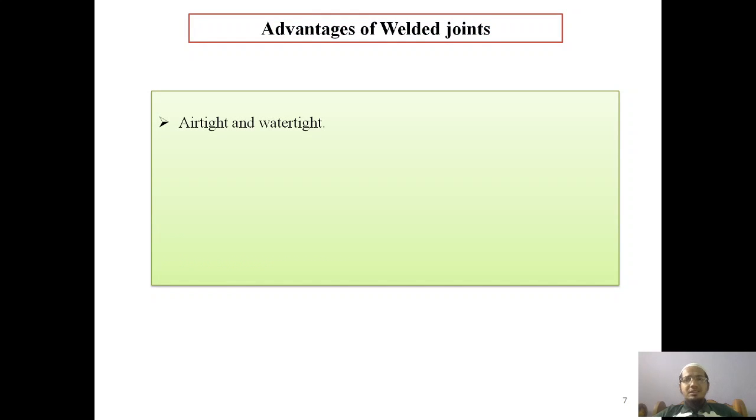Again, as we have just discussed, welded joints will provide airtight and watertight joint or structure. Hence, we can easily use it for the liquid retaining structures or for the containers which we use for the storing purpose of oils, chemicals, etc. Got it? Airtight means what?